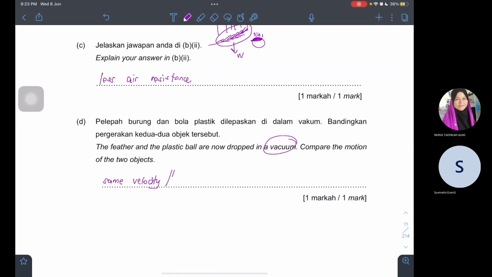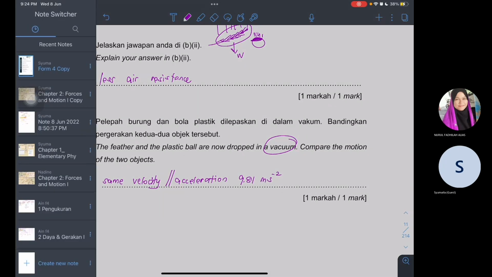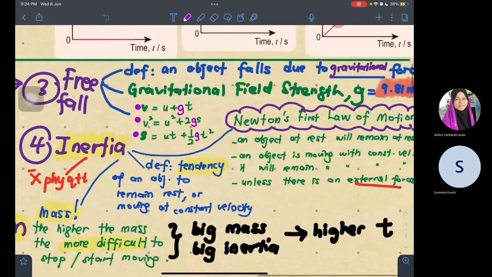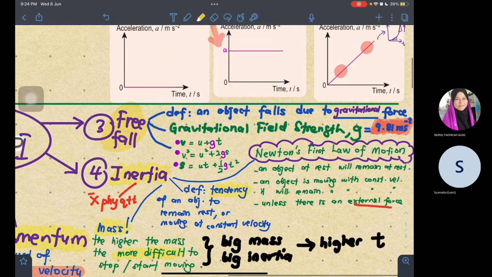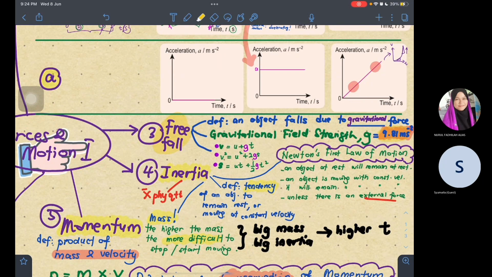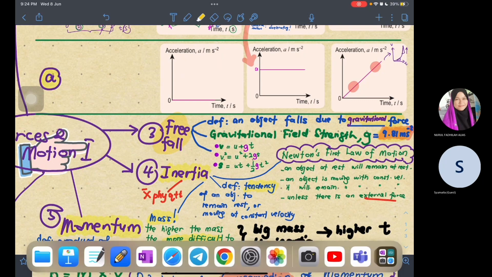Or you can say, if we truly understand, both of them are moving with constant acceleration, and we know the value of the acceleration. So what's the acceleration? 9.81 meters per second squared. So this relates back to this concept. Free fall, I can't demonstrate mine here. So we know free fall has a constant value, which is 9.81 meters per second squared. When is that? When in vacuum, or when it is truly due to gravitational force only.